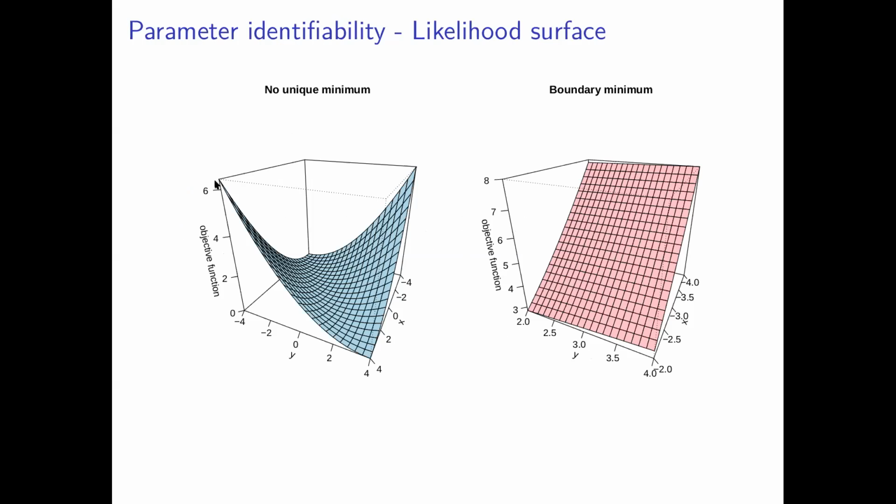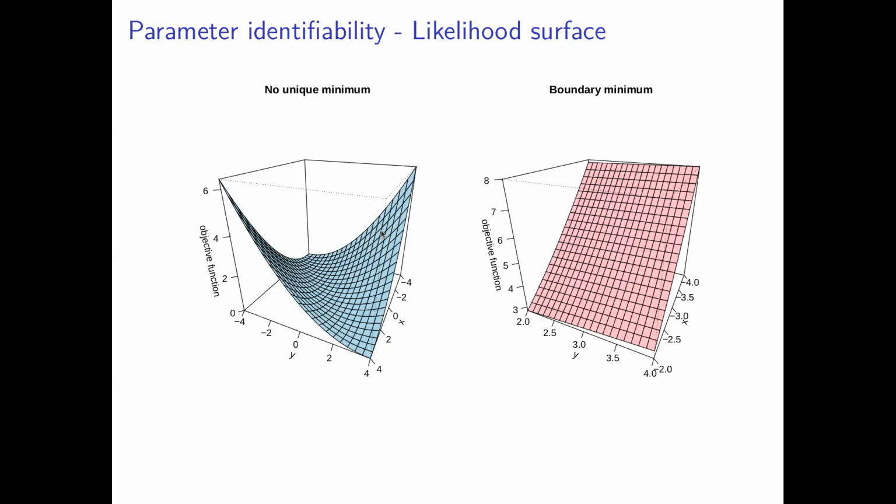This is what I'm trying to illustrate: what a likelihood surface looks like. So this would be a negative log likelihood surface. When there's no unique minimum, you can see that the surface is coming to a minimum at a line or a curve through the parameter space. So anywhere on this line would be a minimum, but these represent completely different parameter values. So it's impossible to choose between these parameter values.